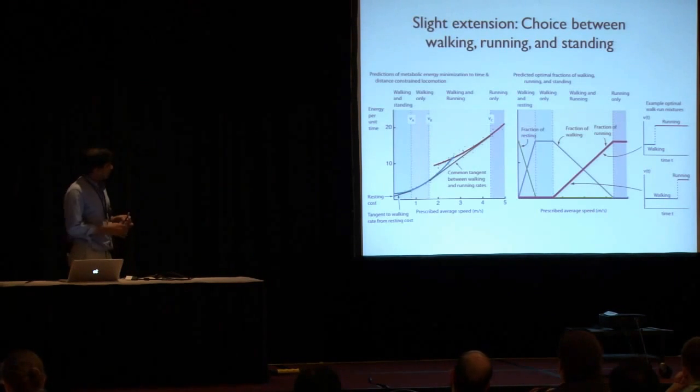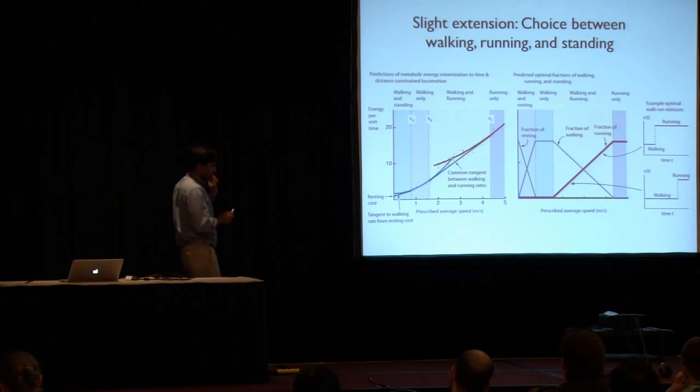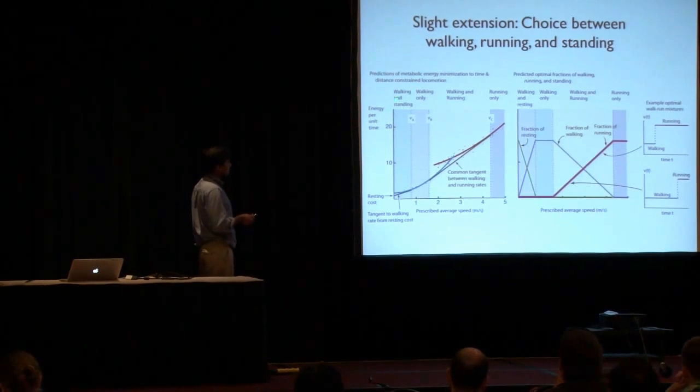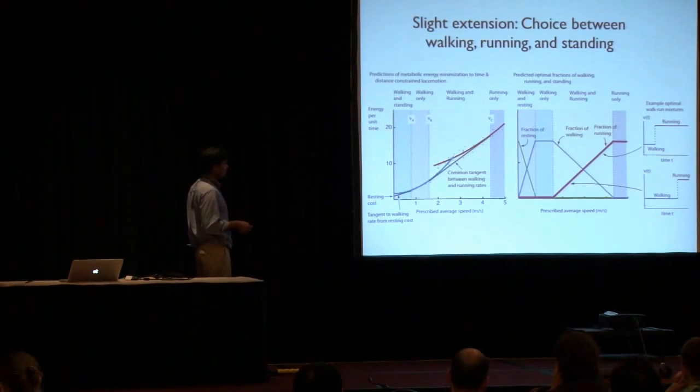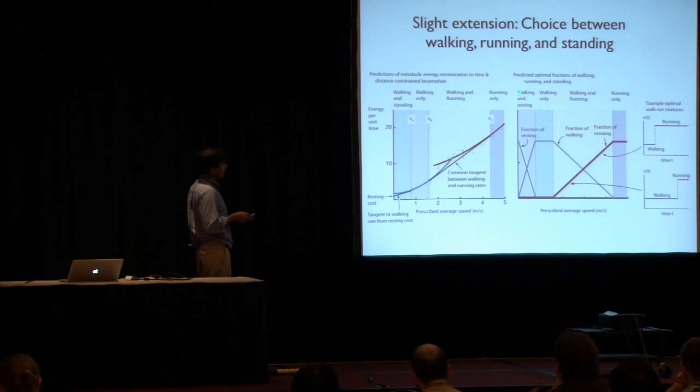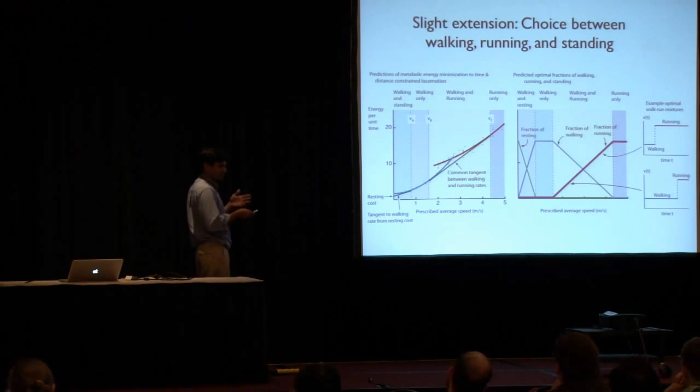Okay. You can generalize this result a tiny little bit to include standing or resting in general. And if you say there is a resting cost, what you can do is draw a tangent from the resting cost to the walking curve and then draw this tangent. And then the predictions are that if your average speed required is below some quantity, what you should do is walk at some speed and then go stand at the end. So arrive early.